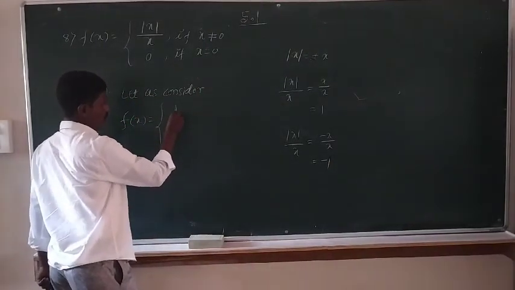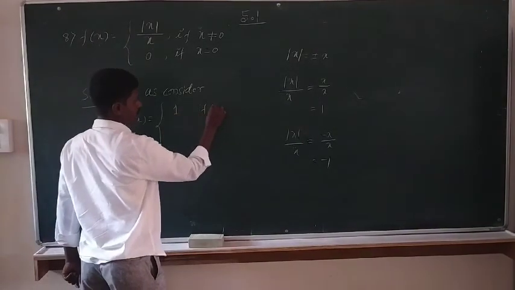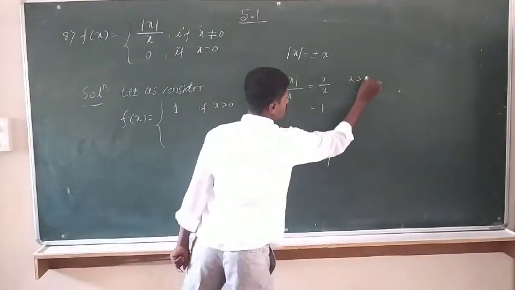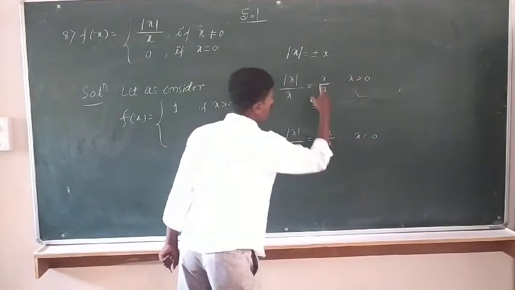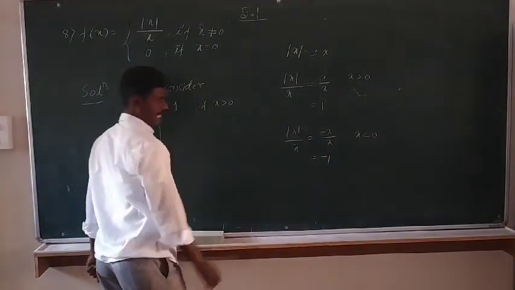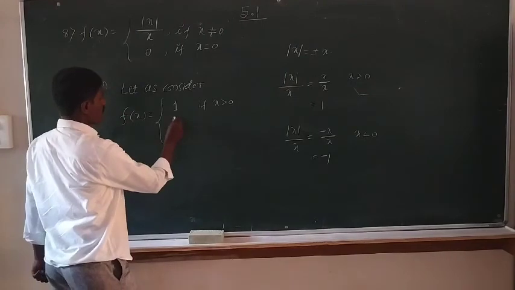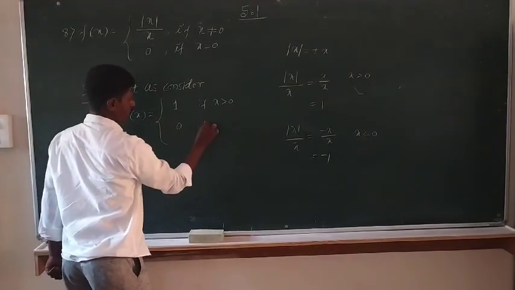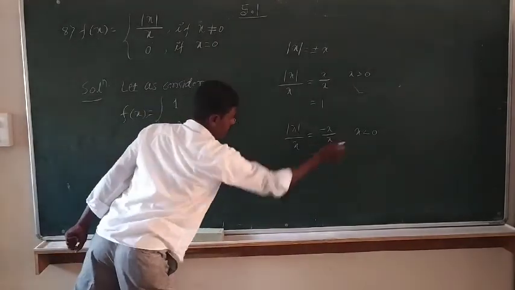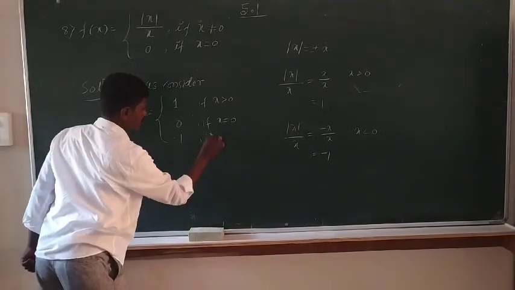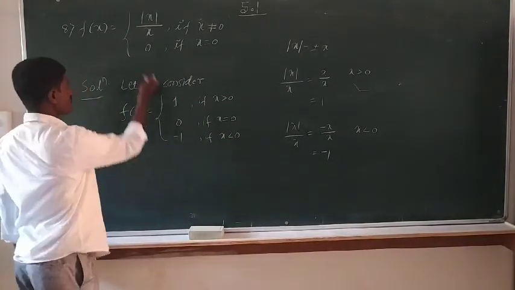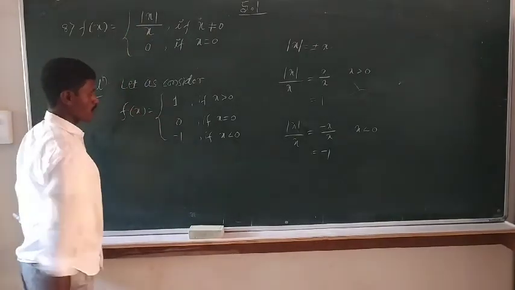This is 1 if x is greater than 0. This is why we say x is greater than 0. Here x is less than 0. Plus x is when x is greater than 0, minus x is when x is less than 0. So here 0 when x equals 0, and minus 1 if x is less than 0. So this is a new function. This function is converted into this form.